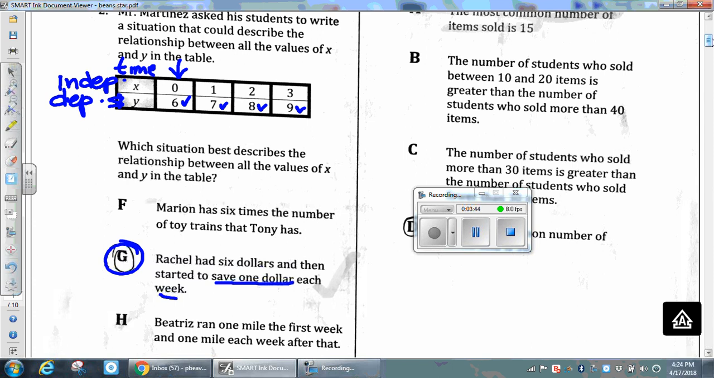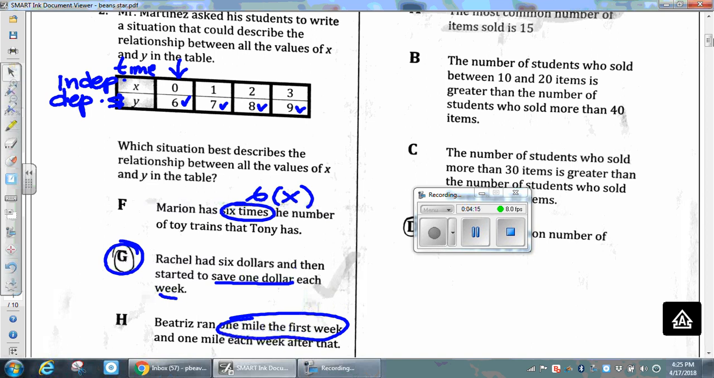For example, F: Marion has 6 times the number of toys. That would be something like multiplication, like perhaps 6 times x. That function, or that equation, wouldn't work. If we look at H: Beatrice ran 1 mile the first week and 1 mile each week after that. That could work, but the problem is that she started running 1 mile on the first week, not 6. So that's why it doesn't work.